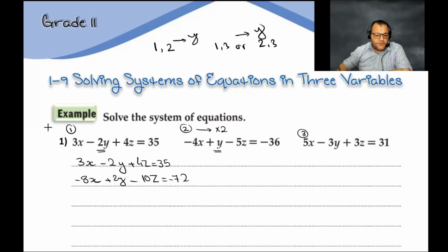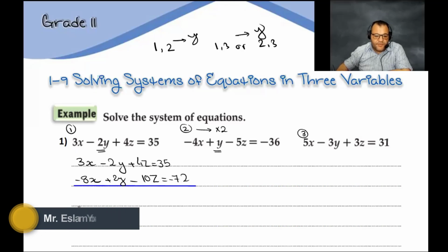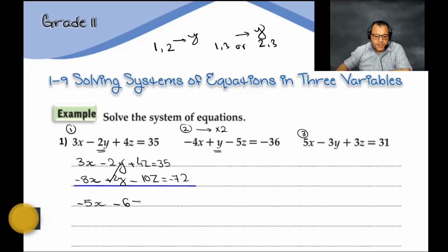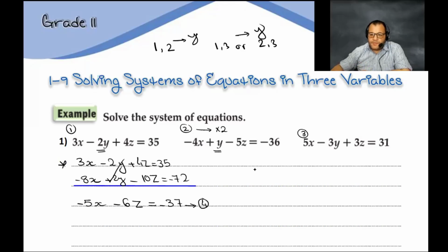Any problem until now? No, mister. I just multiply by 2. So 3 and negative 8 equals negative 5x. Cancel y. Minus 6z equals, by subtracting, negative 37. And that will be equation number 4. Any problem until now? No. Now I finish equation number 1 and number 2.